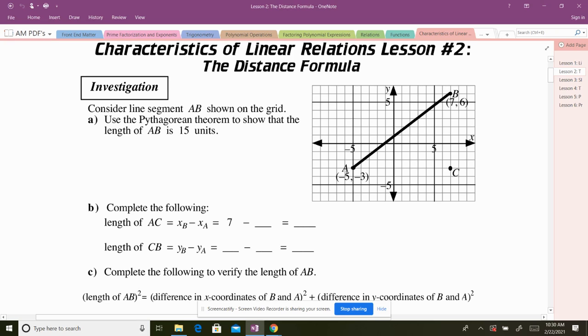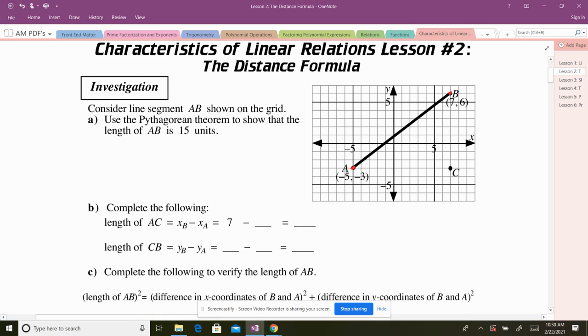Okay. So lesson number 2 is called the distance formula. All right. So the lines that we were looking at before are either vertical or horizontal. The x values or the y values were the same. Most lines are not like that. Most are at some sort of diagonal. So how do you measure the distance of a diagonal? How do I know the distance between here and here?